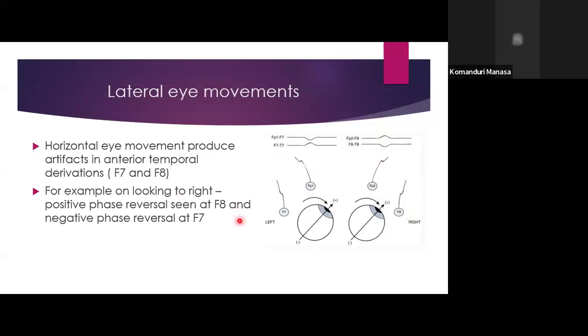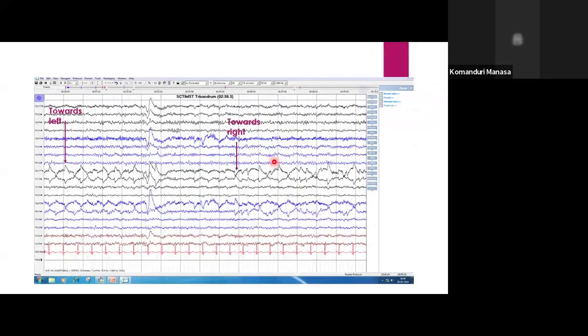So when the patient looks towards the right side, there is an out of phase. F8 will have a downward deflection, and FP2, F8 will have an upward deflection. So the opposite side will have a phase reversal, like F7 will show the phase reversal. So this is the artifact. Here the patient is looking towards the left. When they are looking towards the left, there is an out of phase on the left, and there is a phase reversal seen on the right side. The same way, if the patient is looking towards the right, there will be a phase reversal seen on the left and the out of phase movement on the right side.